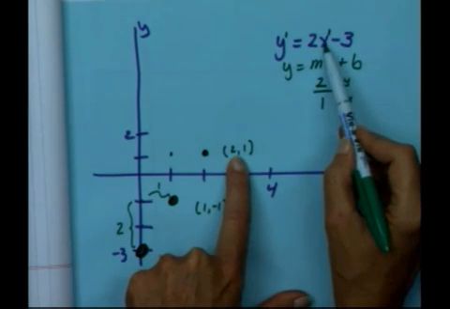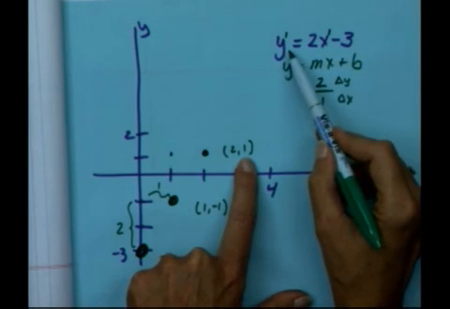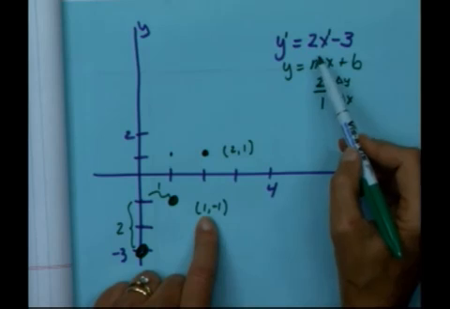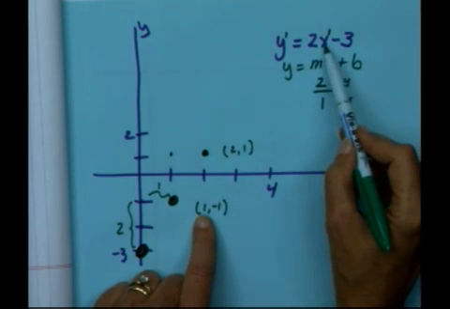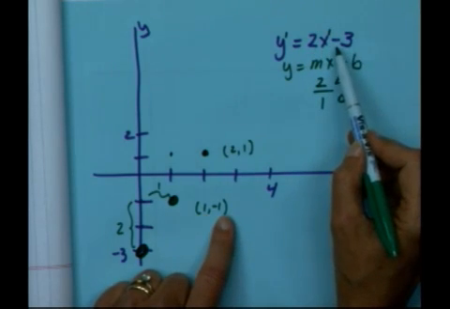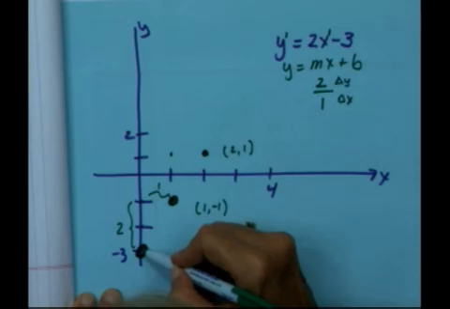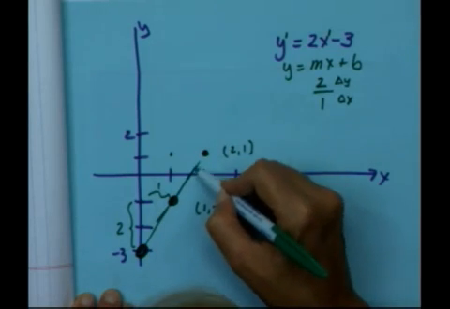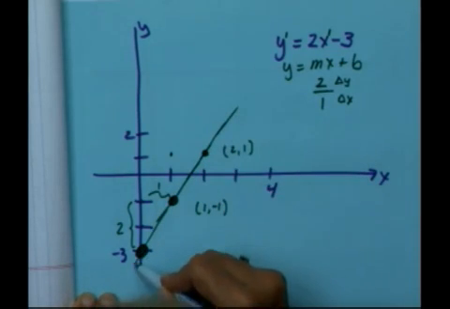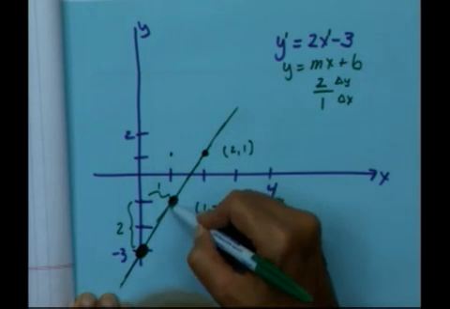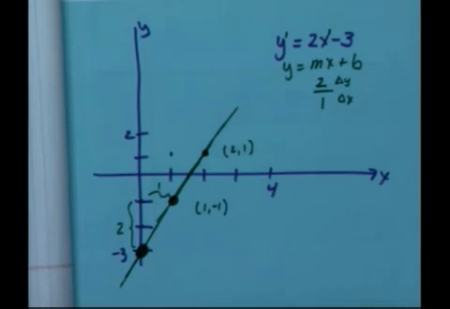2 times 2 is 4. 4 minus 3 is 1. Check. Yeah. X is 1. 2 minus 3 is -1. Check. Okay. So now all you have to do is connect the dots. Try to do them as straight as you can. If it doesn't look straight, it's the camera's fault. Okay, there we have the graph.